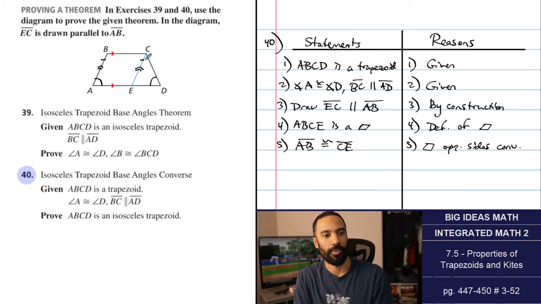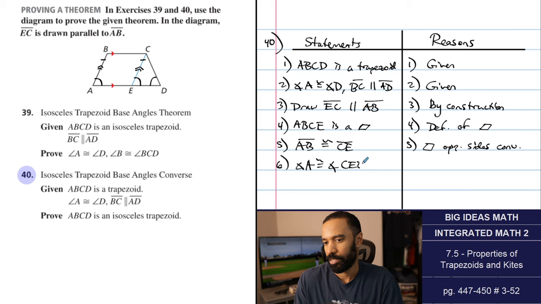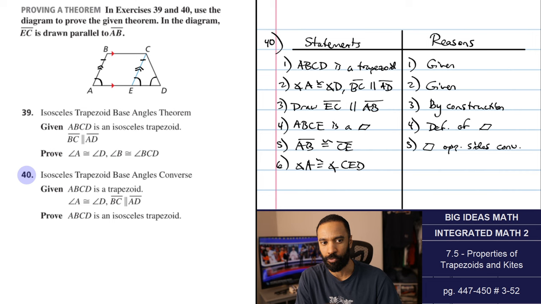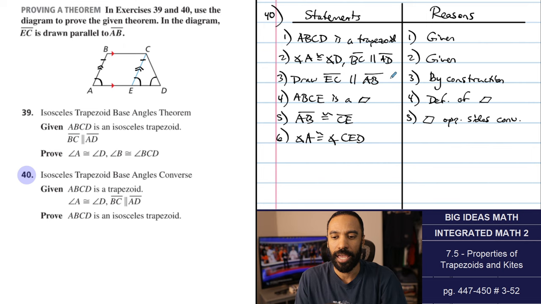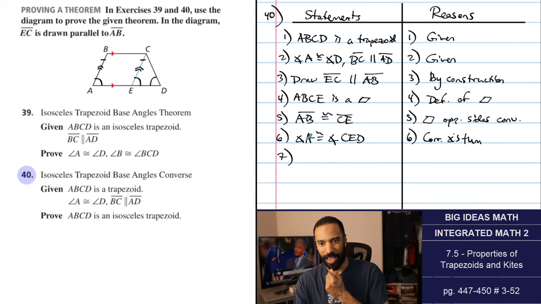Okay, knowing these are congruent's good, because now I can say this is congruent here. I could have before. But angle A is congruent to angle CED. So I probably could have stopped short. And on the last one, I probably could have stopped short in saying that in an isosceles trapezoid, if one pair of base angles is congruent, then we're all good, but that's okay. But angle A is congruent to angle CED, corresponding angles theorem. Now we know this is an isosceles trapezoid again.